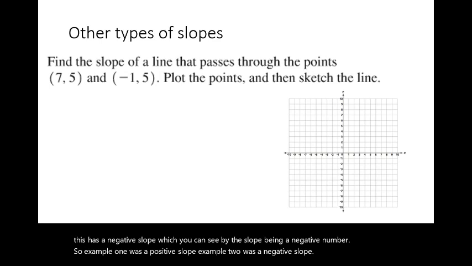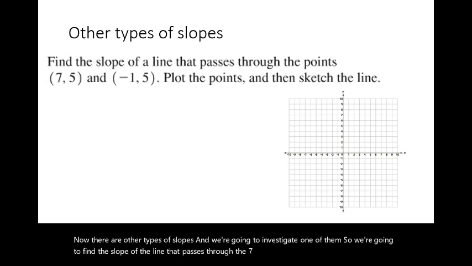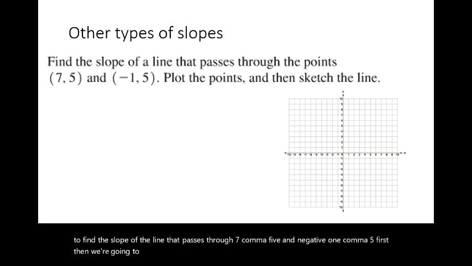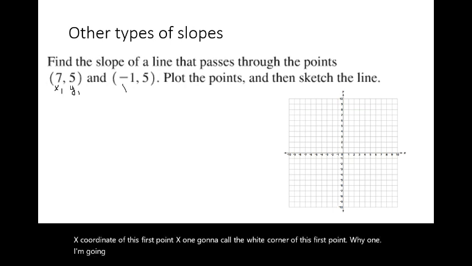Now there are other types of slopes, and we're going to investigate one of them. So we're going to find the slope of the line that passes through the points (7, 5) and (-1, 5) first. Then we're going to plot these points and sketch the line. I'm going to call the x-coordinate of this first point x1 and the y-coordinate of this first point y1. I'm going to call the x-coordinate of the second point x2 and the y-coordinate of the second point y2.